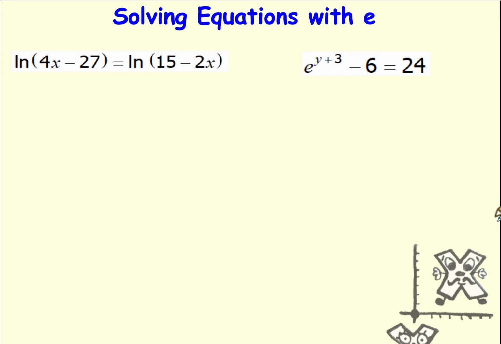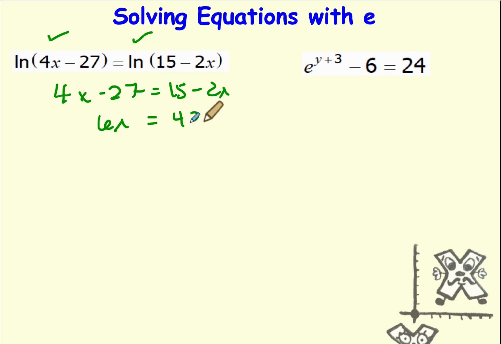We can solve equations when the base is e, just like we do anything. Okay, on this one, we have a logarithm equals a logarithm. Bases are the same, so we know that the products have to be equal to each other, and we solve for x. 6x equals 42, x is 7, and it is not extraneous because if I put it back in here, 15 minus 2 times 7 is 1, 4 times 7 is 28, 28 minus 27 is 1. Natural log of 1 is equal to the natural log of 1.